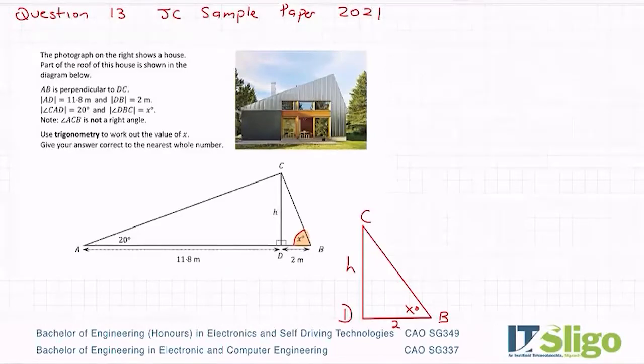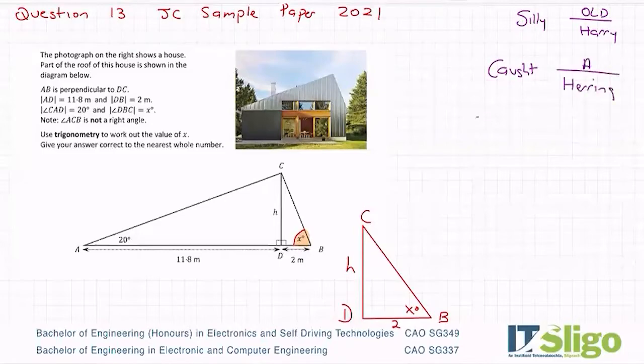Okay, well, the first thing you need to write down is that sine, cos, tan. And there's loads of different rhymes for it. I use an old one. It's called Silly Old Harry. So silly old Harry caught a herring trawling off America. Okay, so what does that mean?